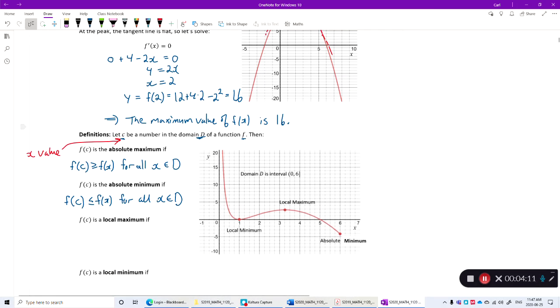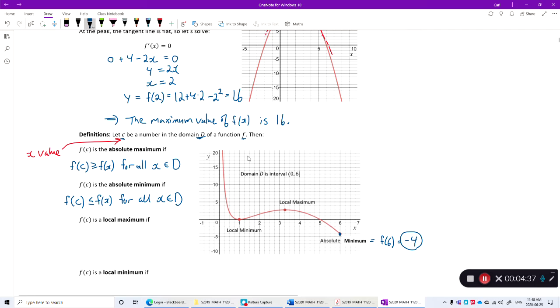And so if we look at this picture, there's an absolute minimum here. The absolute minimum would be f of 6, which is minus 4, it looks like. So we'd say minus 4 is the absolute minimum. It's the smallest, it's the lowest point in the whole graph.